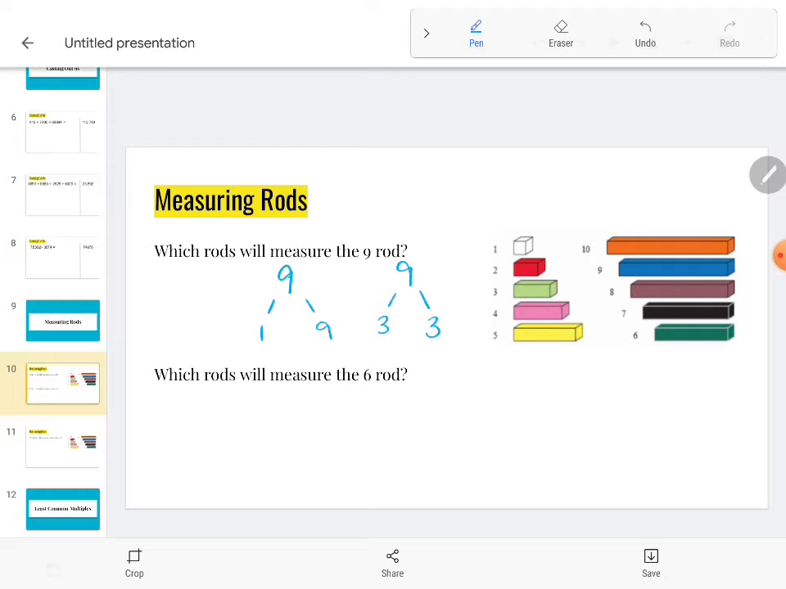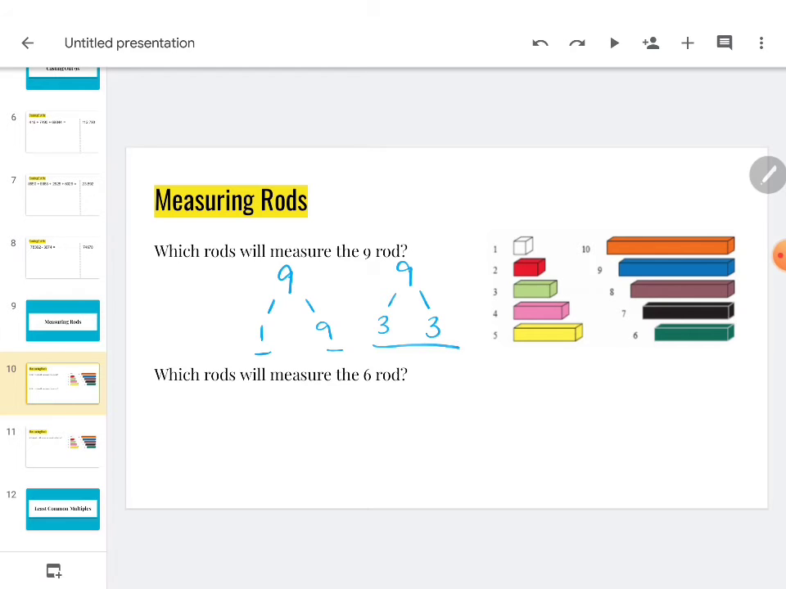And we know, I believe that's it. So we have our 1, our 9, and 3. Now the rods that are going to measure the 9 rod will be 1, 3, 9. We're going to put 1, 3, 9 for our solution.